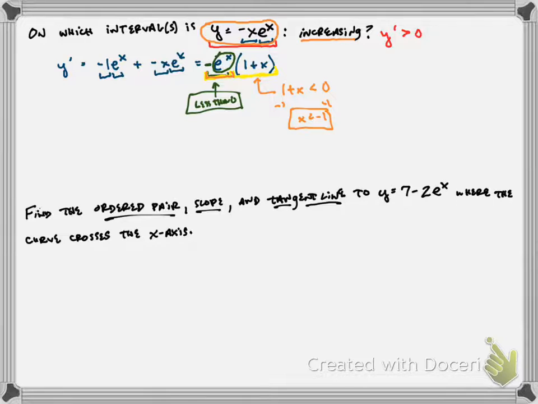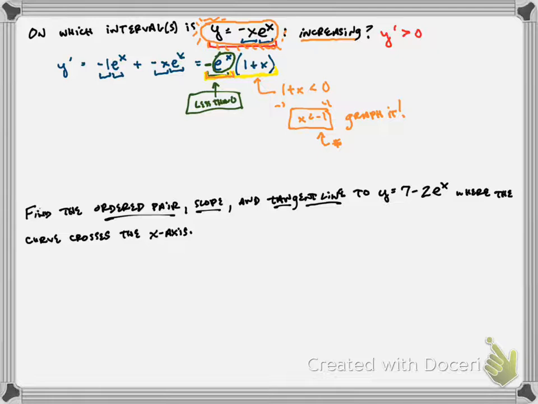Now, I'm going to ask you to graph it. Graph this function on your graphing calculator. Zoom it a little bit and confirm using a graph that this is actually true. Is y equals negative x e to the x increasing when x is less than negative 1? Because that's what the calculus told us. In other words, you should see a local maximum at x equals negative 1.